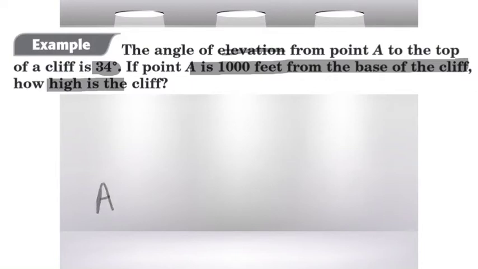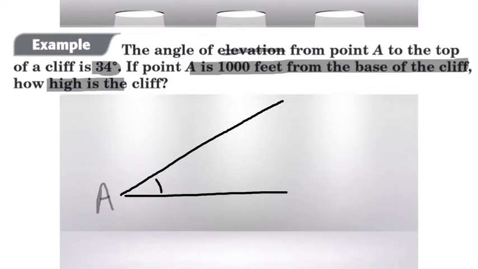Okay, let me get out of my highlighter mode. Okay, so A to the top, this angle of elevation is going to be 34 degrees. So in other words, right in here, that angle is 34 degrees. Notice I'm basically just creating a right triangle out of this.